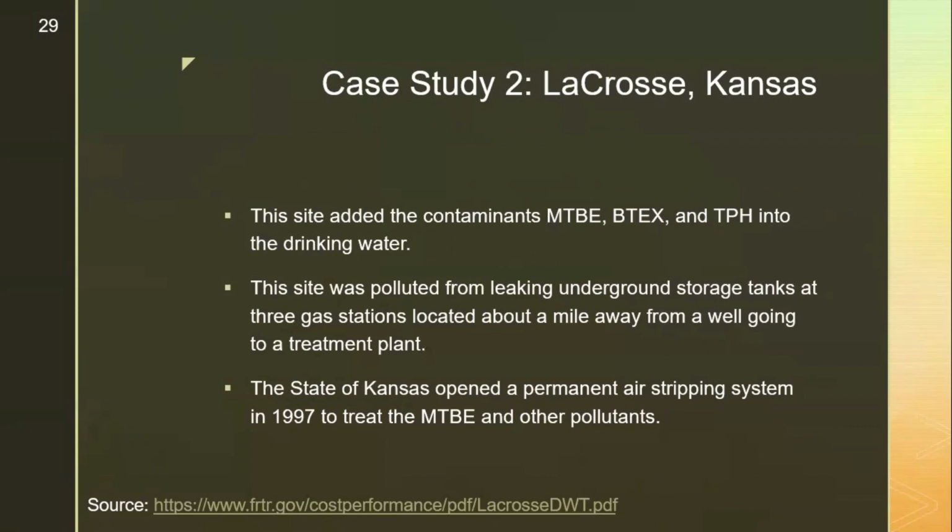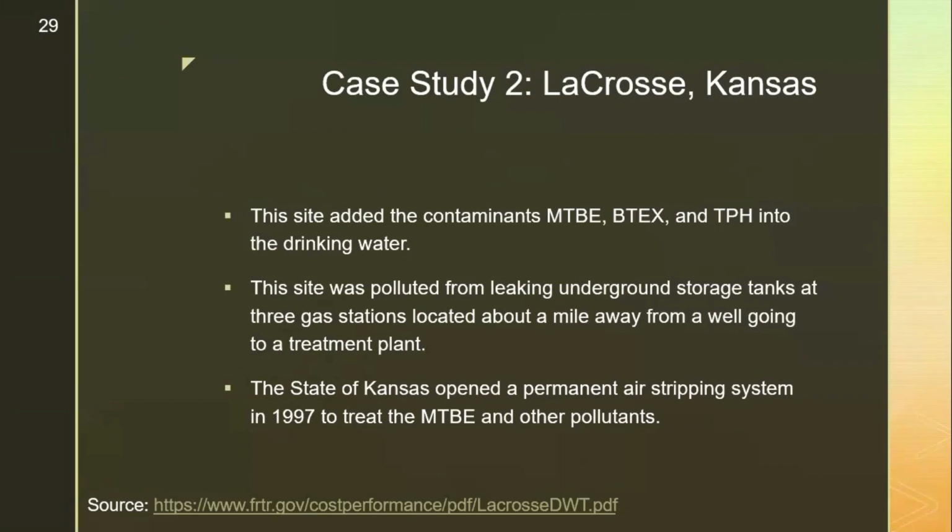The next one we are going to look at is the La Crosse town in La Crosse, Kansas. This site had different contaminants from the other one. It had MTBE, which was the most important one because of how potent it was, BTEX and TPH in their drinking water. The biggest problem at this site was the extreme amounts of MTBE, like I just said.